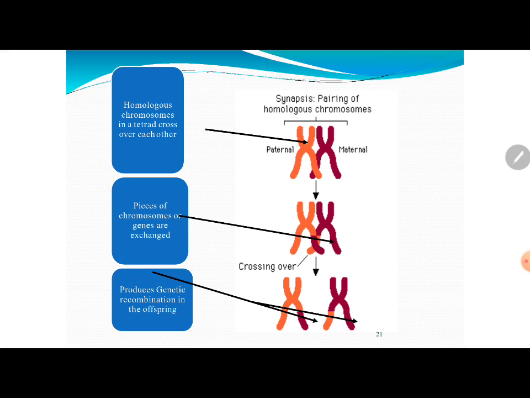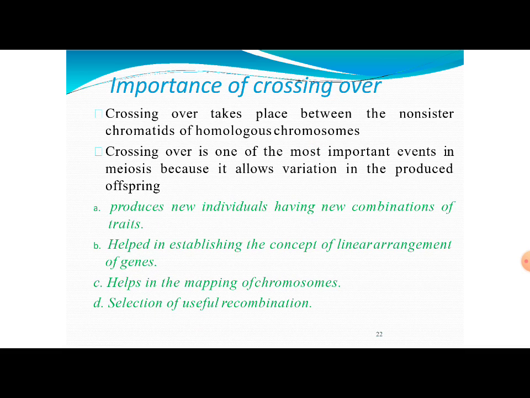So this is how synapsis takes place, the pairing of homologous chromosomes. The orange one is the paternal, the red one is the maternal, and when crossing over takes place, terminalization takes place. So the homologous chromosomes in a tetrad cross over each other. Pieces of chromosome or genes are exchanged. So it produces genetic recombination in the offspring. That's why usually the progeny, the next generation, has the characteristics of both the mother as well as the father. What's the importance of crossing over? Crossing over takes place between the non-sister chromatids of homologous chromosomes.